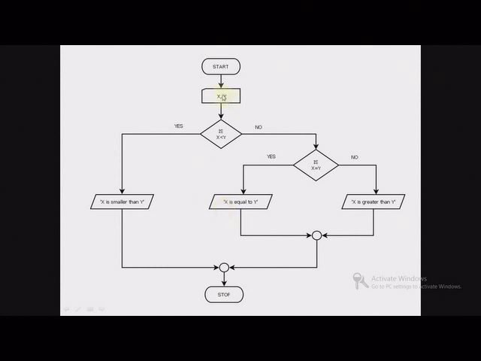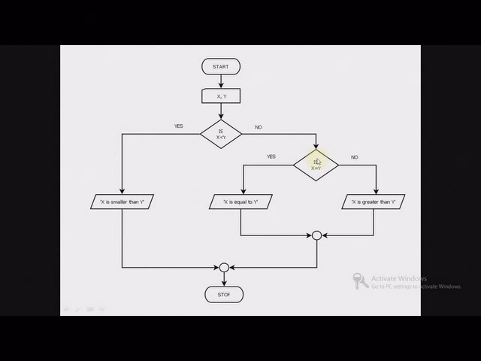So the working of this program is like this. Here we input values of x and y. After that x is compared with y. If x is less than y, this path will be followed, otherwise this path will be followed. So if this path is followed, this message will be displayed and control will be transferred to the stop statement. If the yes path is not followed, then in that case control will be transferred to this statement.